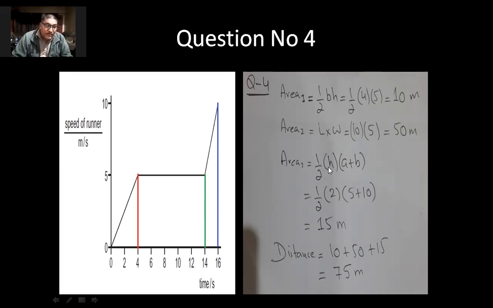You know, the area of the trapezium is 1 by 2 into height into sum of parallel sides. So you will have 1 by 2 into 2 into 5 plus 10. So 2 and 2 will be cancelled. So 5 plus 10, that's 15 meters.